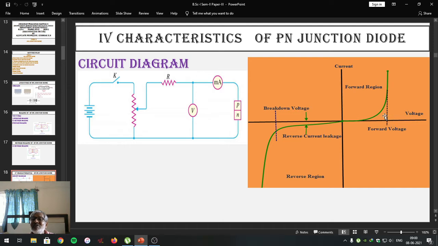This forward voltage is also called the knee voltage. K-N-E-E, knee. Knee means in Marathi you can call it as gudga. The shape of the curve, look here, is like a gudga. So that's why this voltage is sometimes called the knee voltage also. This is how we can explain the current voltage characteristics of the PN junction diode in forward bias direction.